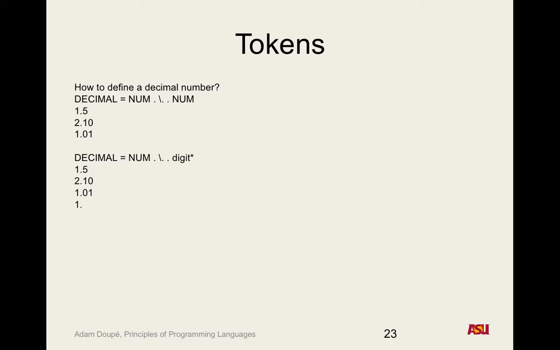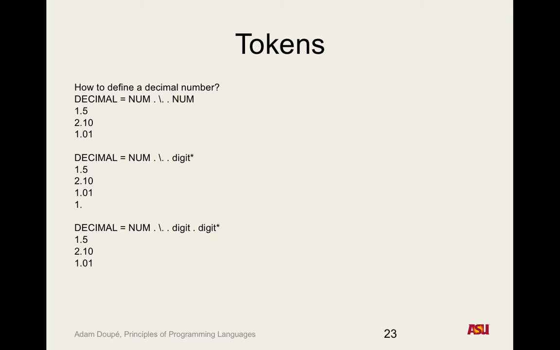So yeah. But let's say we don't want 1 point, right? We want to force people to be explicit and say if you want a decimal, you have to say 1.0. So why don't we try adding a digit in front of there, right? Okay, so let's add a digit first, digit followed by 0 or more digits. So now we get 1.5. Does that match? Yeah. 2.10. 101.